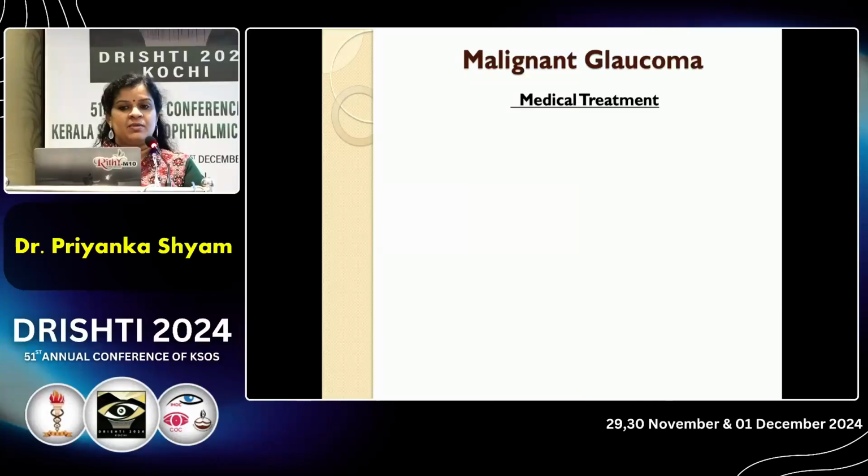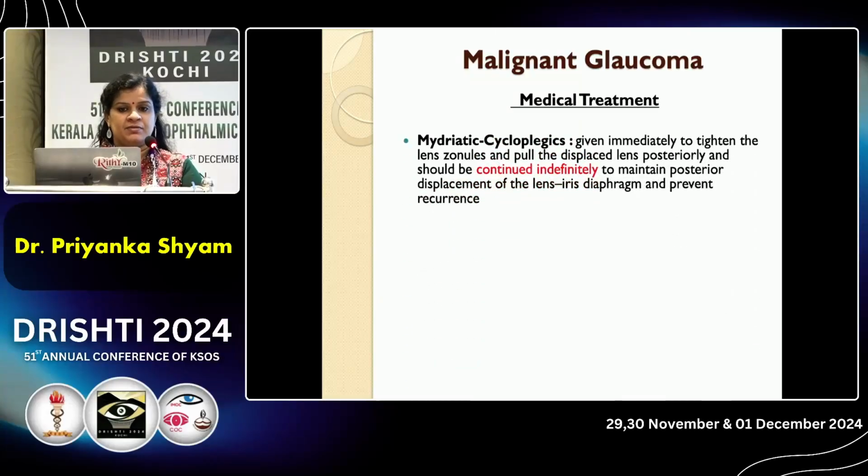Now, malignant glaucoma treatment is mainly medical first. First, you should start with mydriatic cycloplegics. These are given immediately to tighten the lens zonules and pull the displaced lens posteriorly, and should be continued indefinitely to maintain posterior displacement of the lens-iris diaphragm and prevent recurrence.